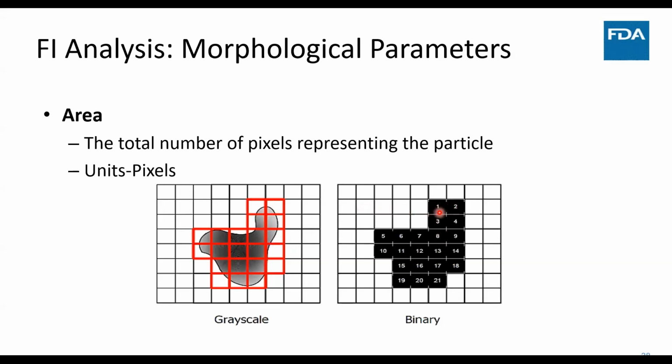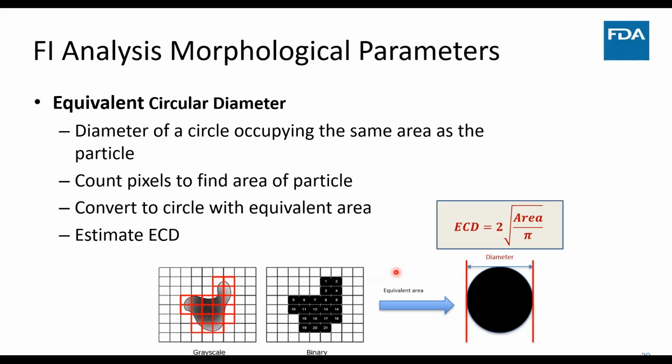And you could see here, it does correspond to the various small pixels or boxes where our particle is. Based on the area we get from the sum of these different areas, we can determine our equivalent circular diameter, right? Based on our area, we can calculate our ECD: the diameter of a circle that occupies the same area as a particle. We count the pixels to find our area, convert to a circle with equivalent area, and then estimate our equivalent circular diameter. So this is how the technique estimates the ECD or the size readings from our products.